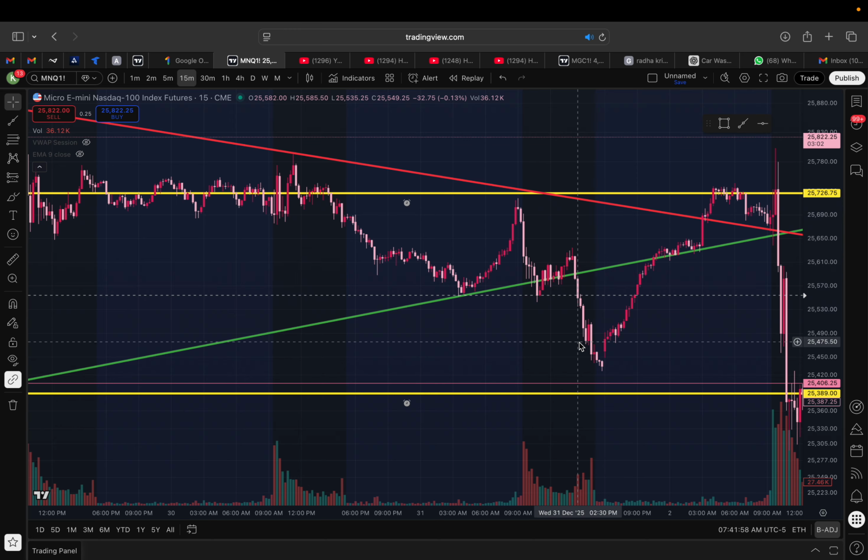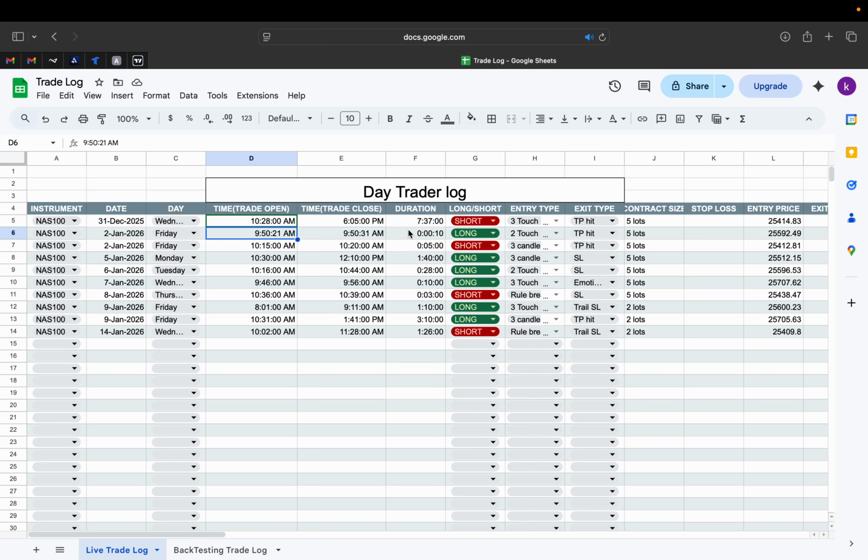Okay, let's move on to the next one. Second, okay, on January 2, I did 2 trades. 9:50, which I closed in 10 seconds. Oh my god. Okay. And then the third one is on 10:50, which I also closed in 5 minutes.